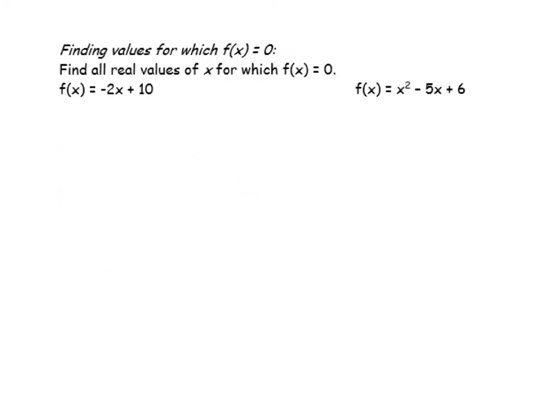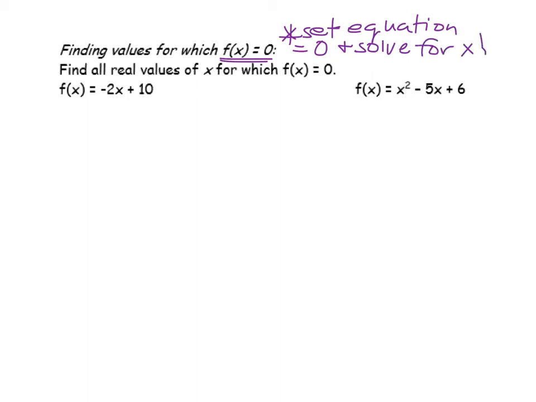Finding values for which f of x equals 0. When this is what's being asked, what you want to do is just set the equation equal to 0, like we did in quadratics when we solved for x-intercepts, and then solve for x. Now if it's, well, that's an exclamation point. It's that important. There we go. Let's fix that. There we go. Now, if it's a linear equation, you're just going to have one solution for x. If it's quadratic, you may have more than one.